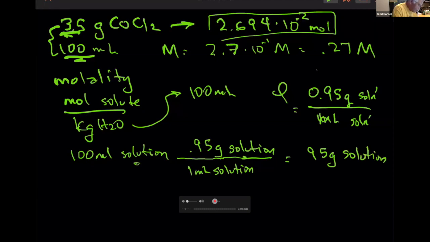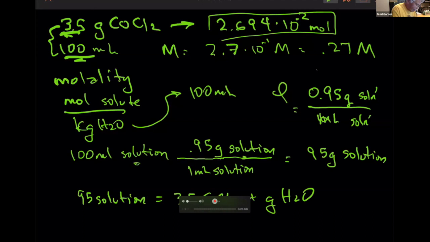Why is that important? Because 95 grams of solution equals 3.5 grams of cobalt chloride plus the grams of the water. Now that's how I calculate the mass of the water. So I take 95, subtract 3.5, and I get 91.5. So the mass of the water equals 91.5 grams.